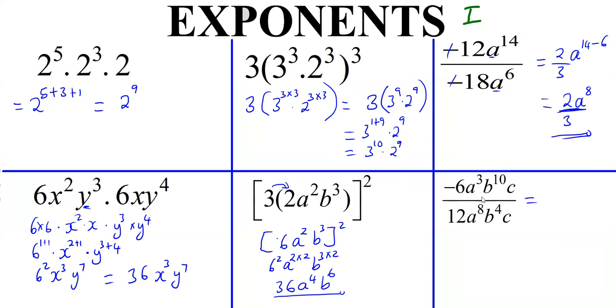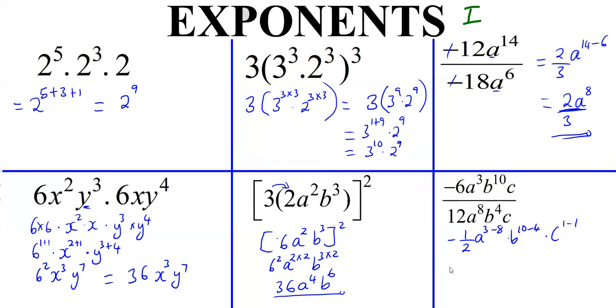Now, what about here? Again, we deal with the signs. Negative divided by positive, you get a negative. So your answer should be a negative. Then 6 divided by 12, you're going to get 1 over 2. Then what else do we see there? We have A to the power 3 minus... let me rub here. So it's going to be negative 1 over 2, A to the power 3 minus 8, B to the power 10 minus 4, then also C to the power 1 minus 1.